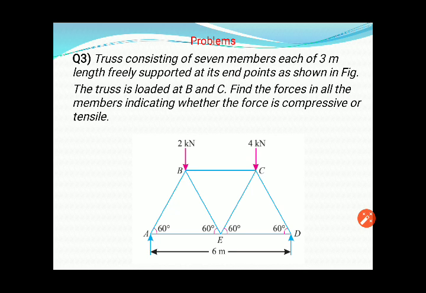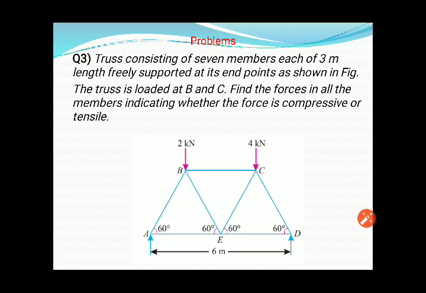Now coming to the next problem, problem number 3. A truss consisting of 7 members, each of 3 meter length, is freely supported at its end points as shown in the figure. The truss is loaded at B and C. Find the forces in all the members, indicating whether the force is compressive or tensile. They have directly shown supports RA and RD, so you have to find the support reactions, and you have to find the forces in all the members.